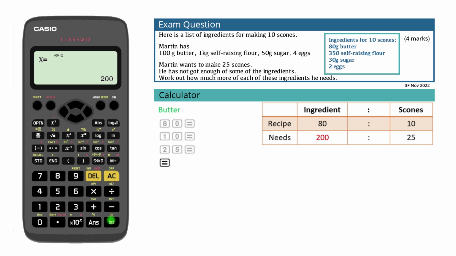Martin needs 200 grams of butter for 25 scones, so let's write this on the table. He already has 100 grams of butter, so he'll need 200 subtract 100, which is 100 grams, and this is the answer.